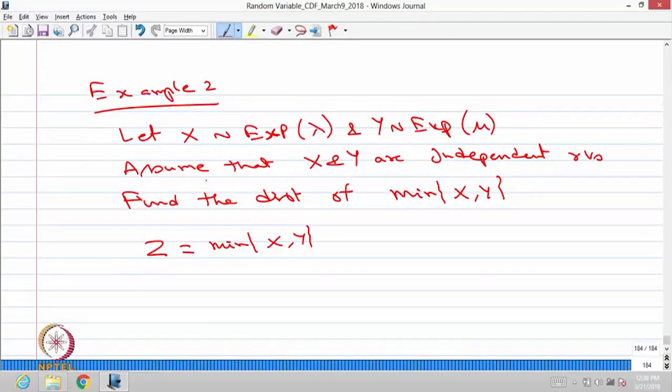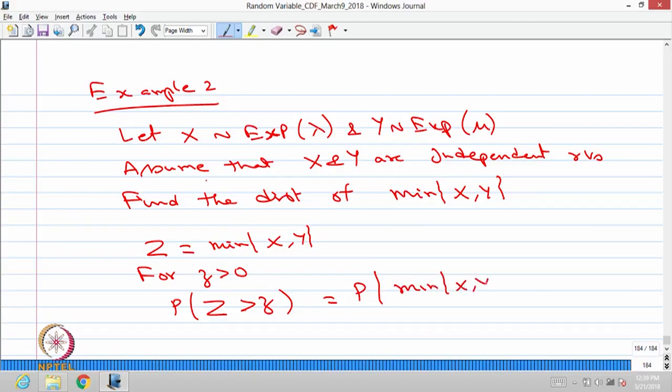By using the previous theorem, I can get directly the probability density function of z, but I am not going to do that. I am going to find out the distribution of z in the form of CDF. Since it is a minimum, I will go for the complement CDF. That is, for z greater than 0, the probability of capital Z is greater than small z. I am going for finding out the complement CDF of the random variable z. That is the same as the probability that z, which is nothing but the minimum of x comma y, is greater than small z.